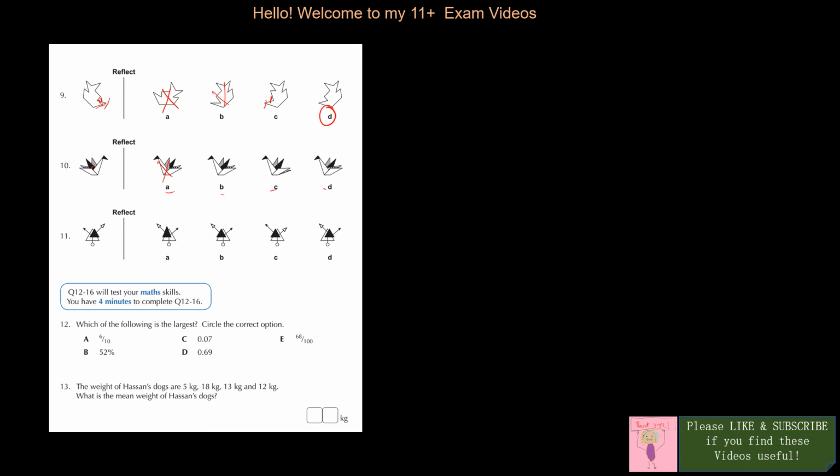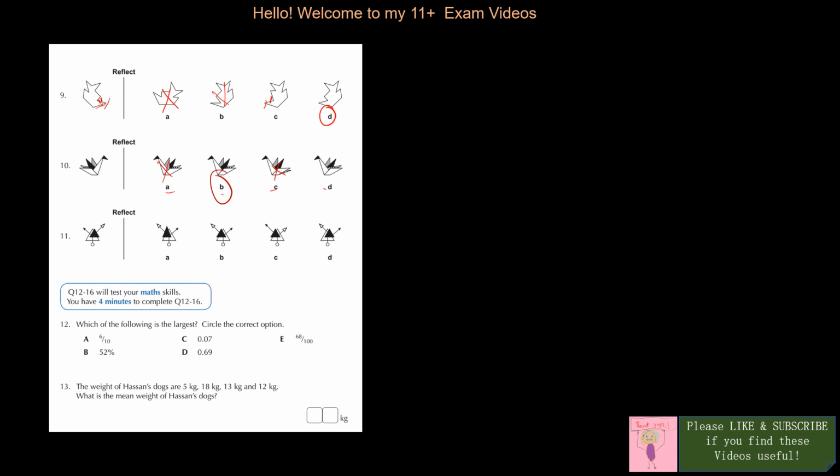This is not the answer. Wait, I can't see what I did. So this is no. This is not the. I think it's 10B. Yep, 10B. Sorry, 10B is my answer.